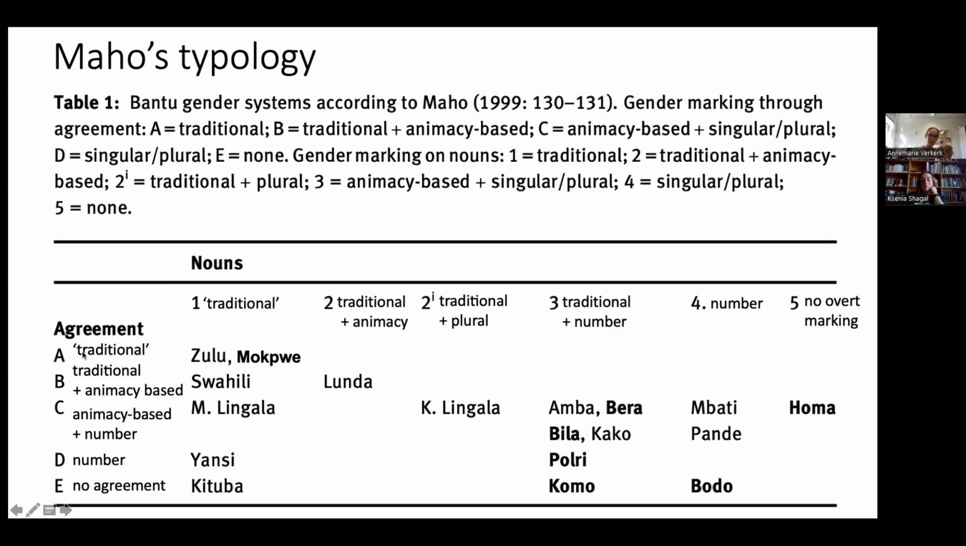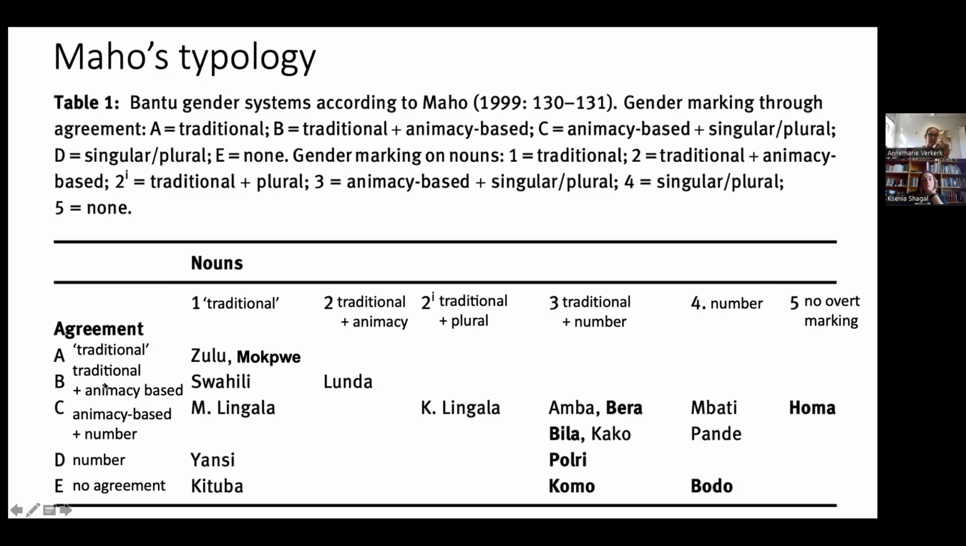So agreement can be traditional, right? Which means that we have syntactic agreement, which means that the various agreement targets take the prefixes that are determined by their syntactic gender, right? Or we can have it traditional, so syntactic and animacy-based, like in Swahili.